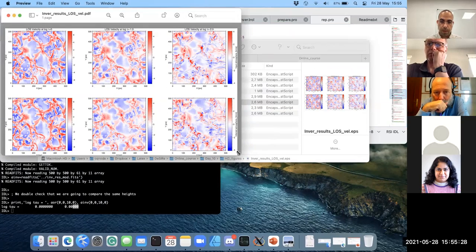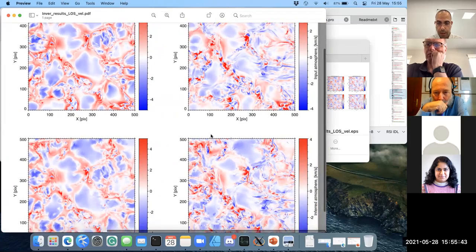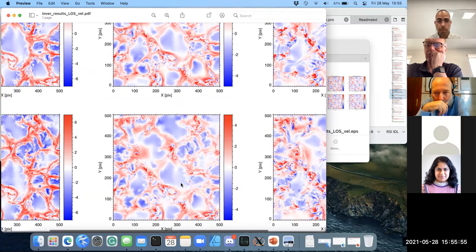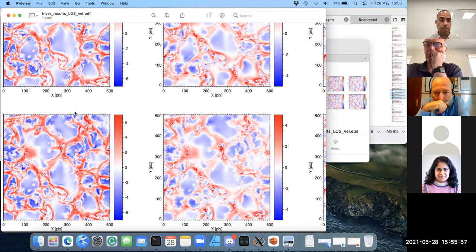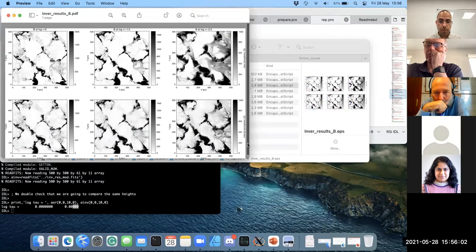Line of sight velocity, again, results are very nice. Log tau 0, almost perfect. Log tau minus 1, still really, really good. And log tau minus 2, still good, but in some cases the really small scale variations like this one here are okay, but not exactly the same. But it's a complex atmosphere, and again, we are starting from a constant stratification, so it's reasonable that some error is expected there. Then field strength, it's also looking good.